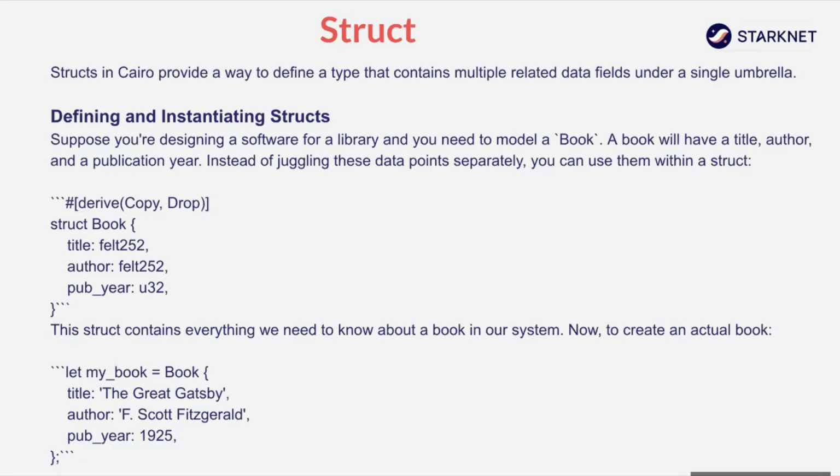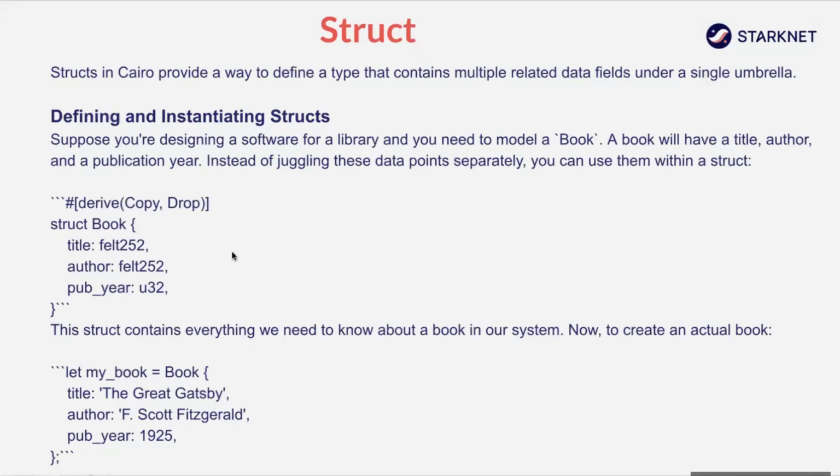So defining and instantiating struct. Suppose you're designing a software for a library and you need to model a book. A book will have a title, author, and a publication year. So instead of juggling these data points separately, you can just use them within a struct. So you have the book, the title, author, and then the publication year.